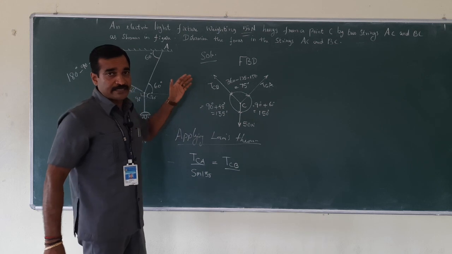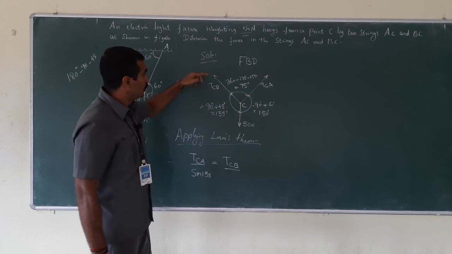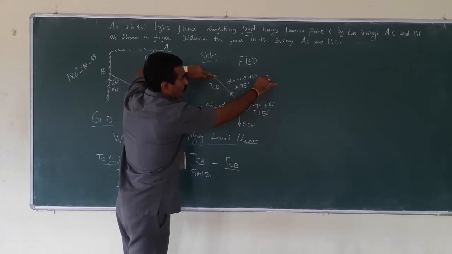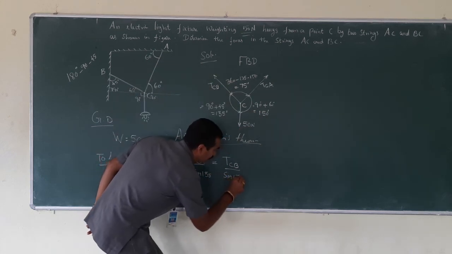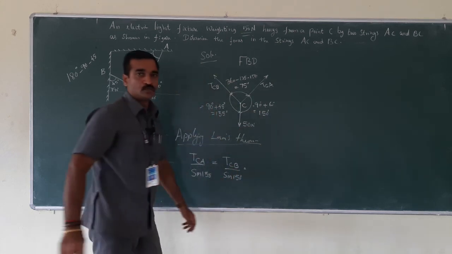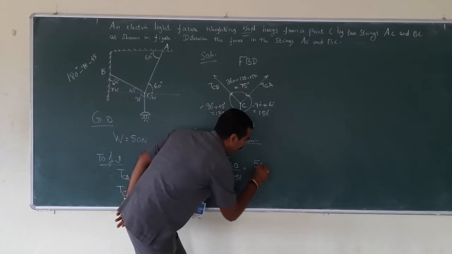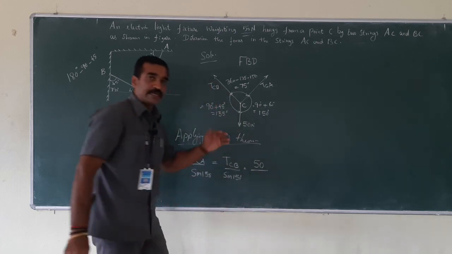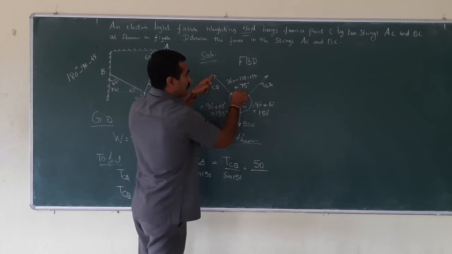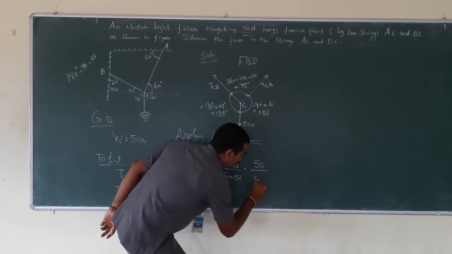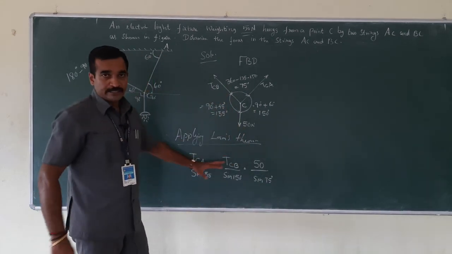As far as Lami's theorem is concerned, it is proportional to the sine of the angle between the other two. Look here, this is the angle, and the other two forces are 50 and TCA. This angle is 150, that is sine 150, equal to the weight of the lighting fixture, which is 50, divided by the sine of the angle between the other two. Look here, this is 50. The other two forces are here, and the angle between these two forces is 75 degrees.